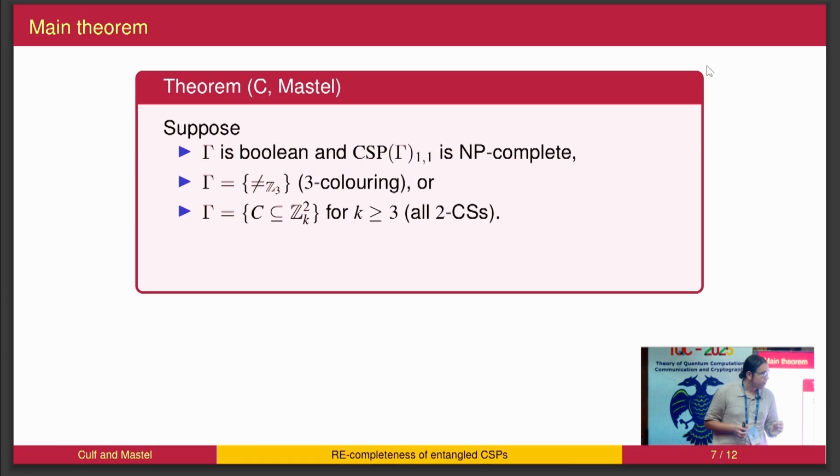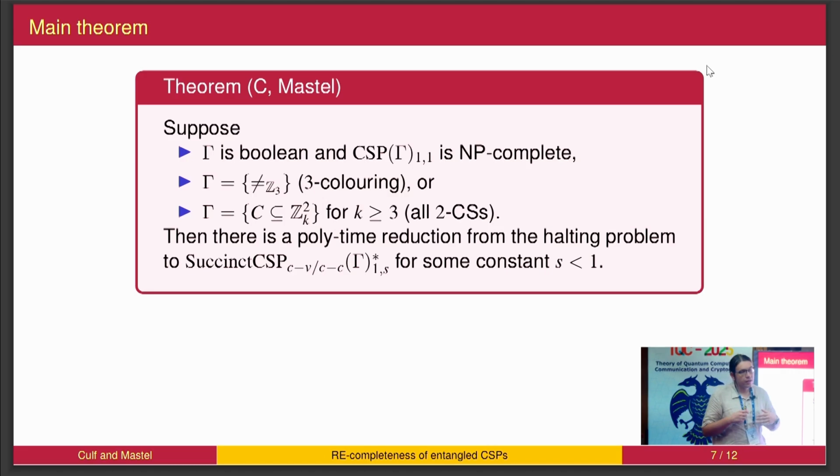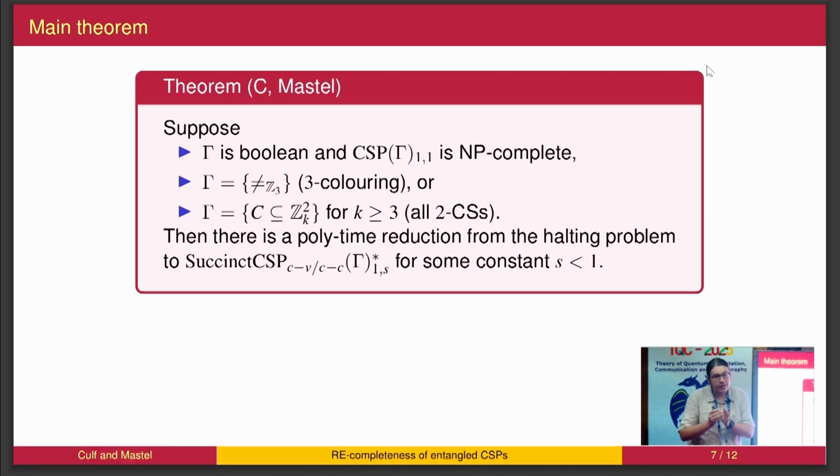So it's all the possible constraints. You can have a pair of variables over a fixed alphabet. Then in these 3 possible cases, we know that there is a polynomial time reduction from the halting problem to the corresponding succinct CSP problems with some gap in either the constraint variable or the constraint cases.